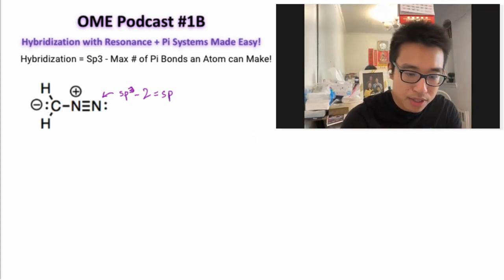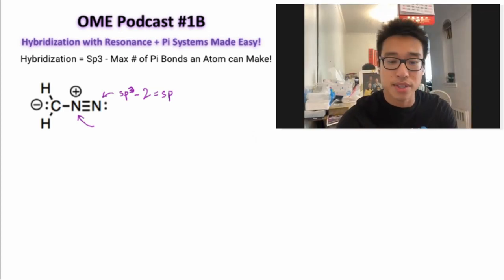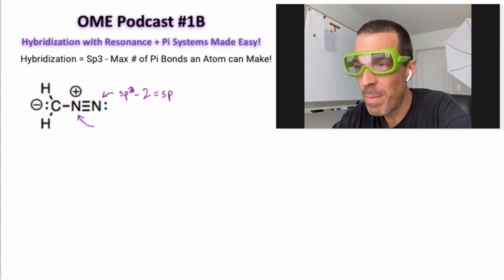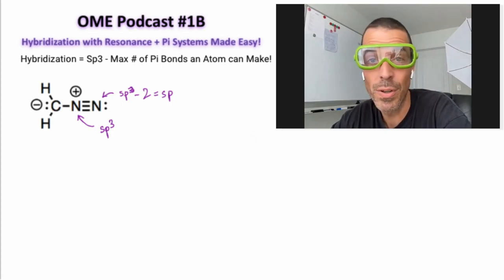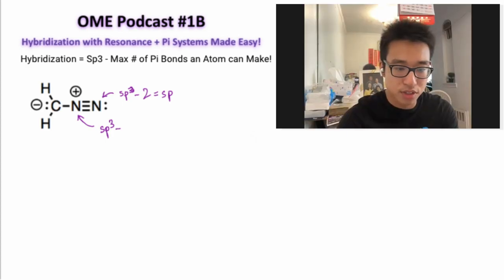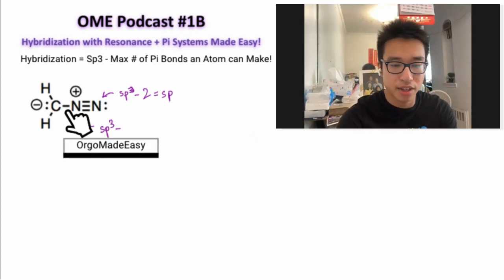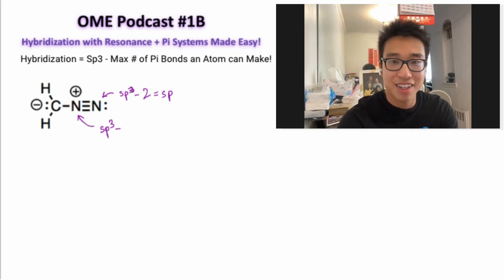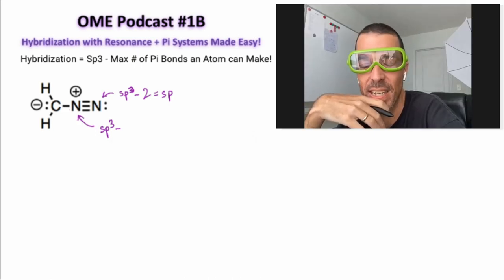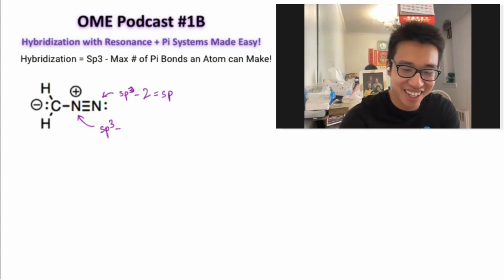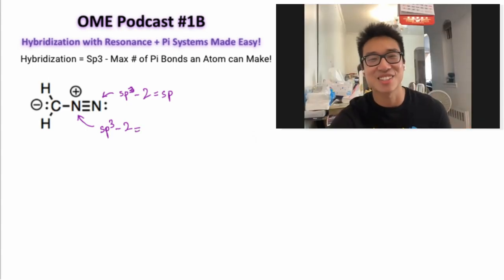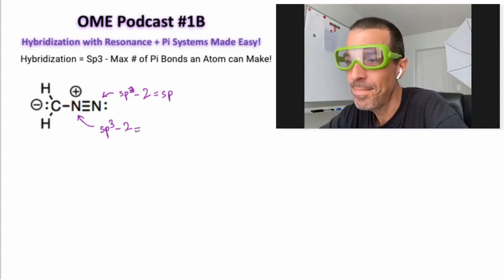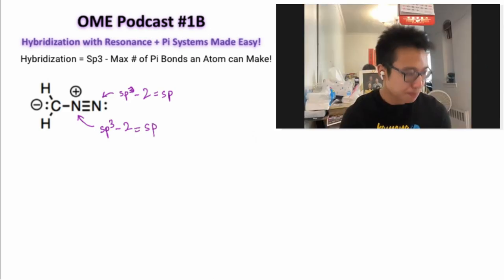What about this nitrogen over here, Jason? Okay, so we're going to do sp3 minus the max number of pi bonds. It looks like there's still two. What about this bond? Isn't that a pi? I don't think it is. That's just a sigma. I know you're trying to trick me. But there's only one bond, so it's going to be a sigma bond. That's the trick. Got it. So there we go. That's sp. That's sp.